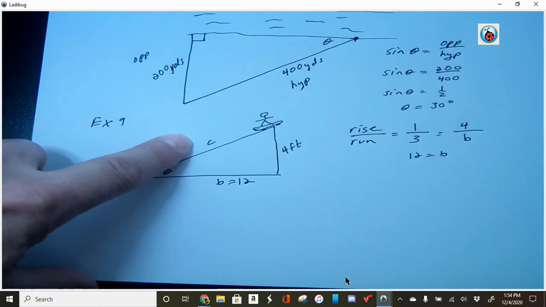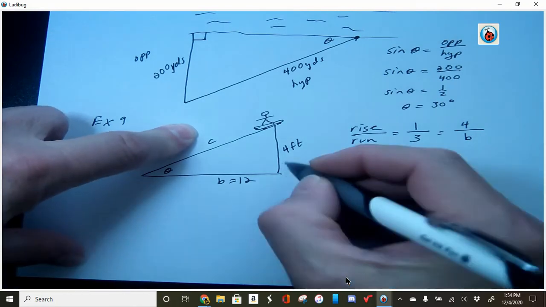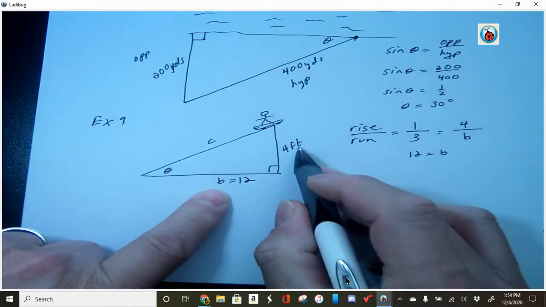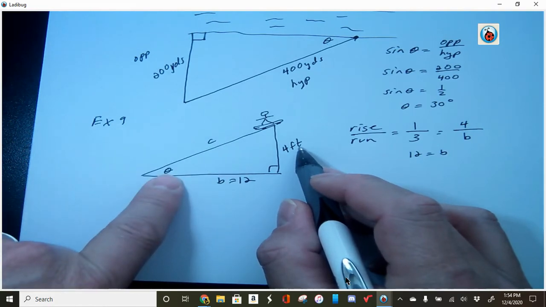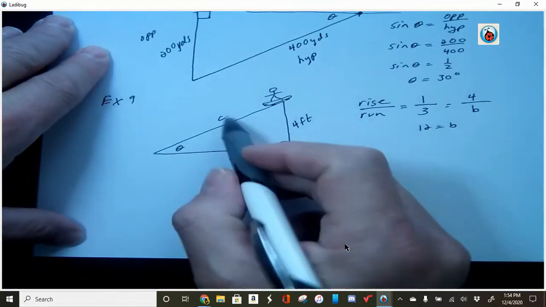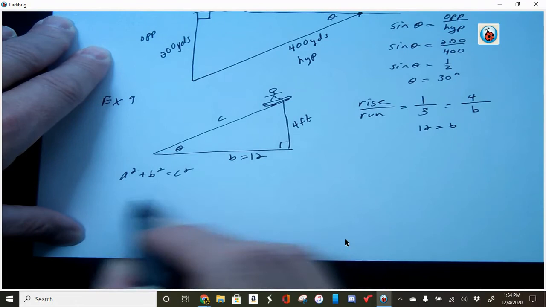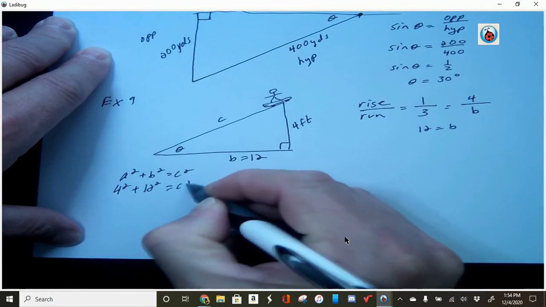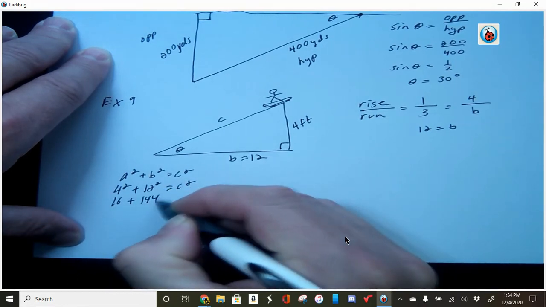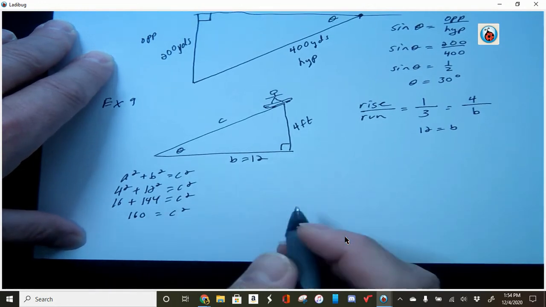Now, next thing I need is that and that. Let's go ahead and find that right now, the hypotenuse of this triangle. I can easily use the Pythagorean theorem. I can't use sine, cosine, and tangent yet to find this side because I don't know that angle. I could find that angle next. It doesn't really matter. But let's go ahead and find C. So let's use the Pythagorean theorem. Let that be A. That's going to be B. So 4 squared plus 12 squared is equal to C squared. That's going to be 16 plus 144 is equal to C squared. Add that together, I get 160 is equal to C squared.